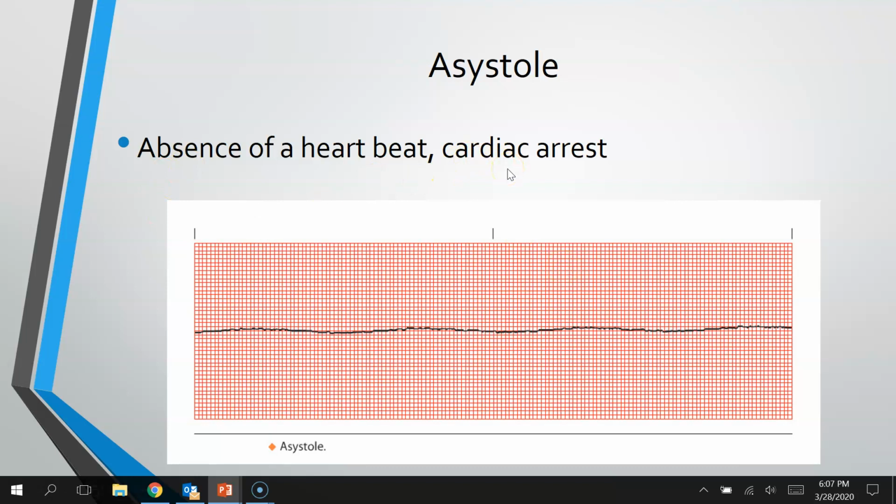Asystole is the absence of a heartbeat. That is not good. That means that they are in cardiac arrest. Again, just a flat isoelectric line. Now, before you start doing CPR on somebody like this, make sure that their leads are on, make sure that there's not some type of malfunction. If a patient is talking to us and you see asystole, there's got to be something that's going wrong. Generally, when we see asystole, we do begin CPR.